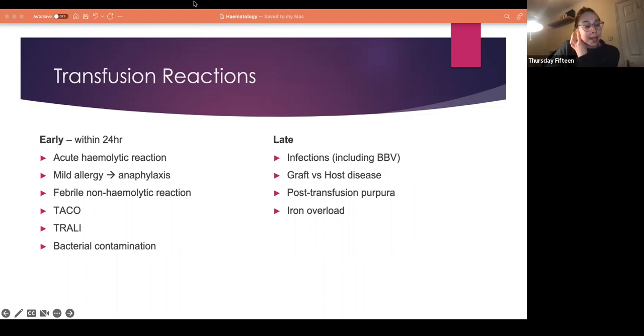The main thing about TRALI is that it's a diagnosis of exclusion, so you need to make sure you rule out things like TACO first before you go to that. And then the late things are things like infections, like bloodborne virus infections, graft versus host. You can get post-transfusion purpura because you can get profound thrombocytopenia after having a transfusion. So these patients can present with bruising or actually mild to severe bleeding. And then you can get iron overload, as I've said, with thalassemias when they're having recurrent transfusions.